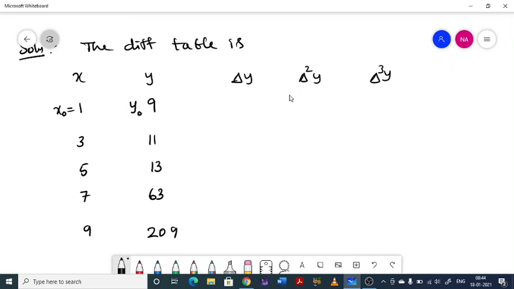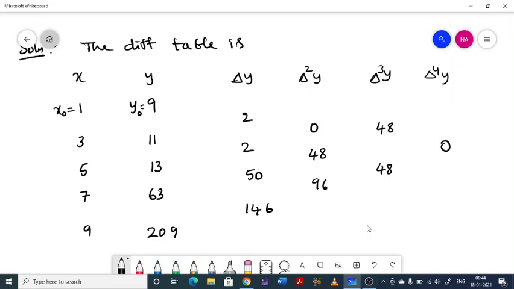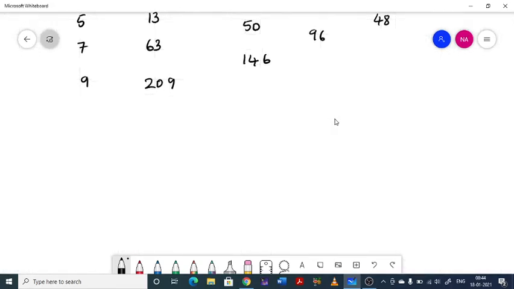So 9 is taken as y naught. So the differences are 2, 2, 50, 146. Second difference is 0, 48, 96. Third difference is 48, 48. So fourth difference is you get 0. It is not wrong if you don't write that column.